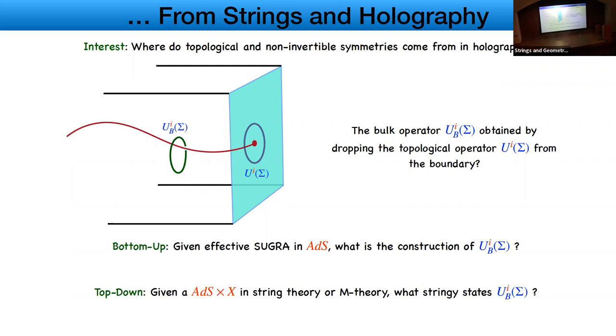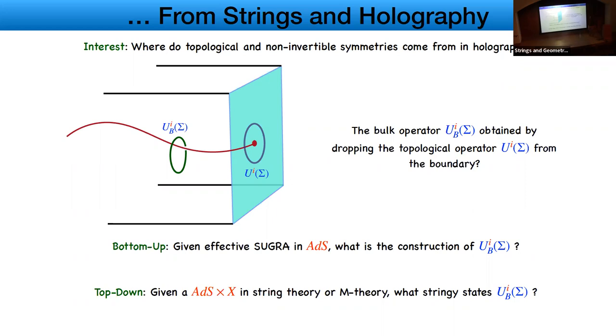As soon as you ask this question, there are two parts to it. One, there is a bottom-up picture, meaning if I give you some AdS supergravity theory, some effective supergravity just in AdS, we should know how to reconstruct the field theory from that data. You can ask, what is the description of this operator that I've dropped in the bulk? You can also ask it another way. We strongly think that AdS/CFT is strictly part of string theory. But if I give you an AdS background with some compact directions, either in string theory or in M theory, you could also ask, is there a stringy object that captures such an operator here?